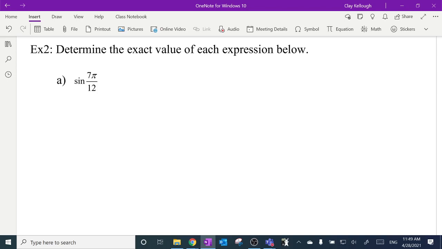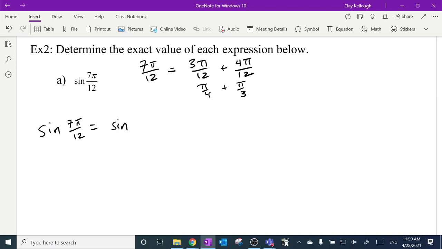But here's what I know about 7 pi by 12. 7 pi by 12 is 3 twelfths plus 4 twelfths. And I actually do know those two numbers. They're on my unit circle, right? Because this one is pi by 4 and this one is pi by 3. So I can rewrite the sine of 7 pi by 12 as the sine of pi by 4 plus pi by 3.